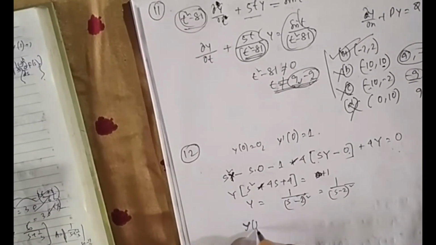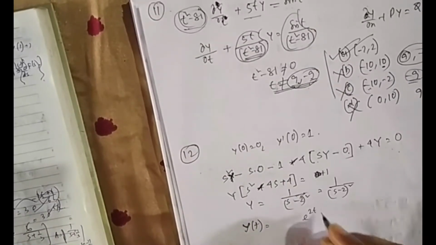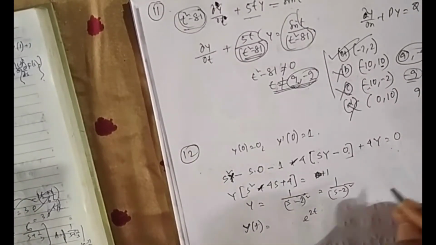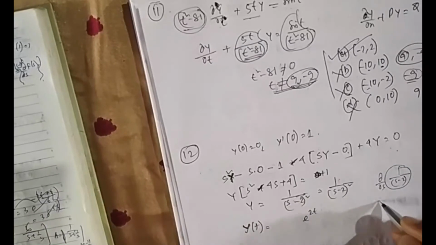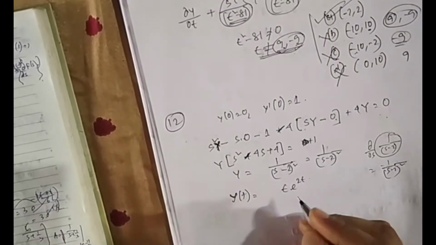Now what is the Laplace inverse of this one? You should know this one. What is the Laplace inverse of 1 by s minus 2? e to the power 2t. Let me write it in this way. This is the normal one, 1 by s minus 2. But you are differentiating. If you differentiate d/ds of 1 by s minus 2, what will it be? Minus 1 by s minus 2 whole square. Because you are differentiating it, that means there should be something, so it is t into this.